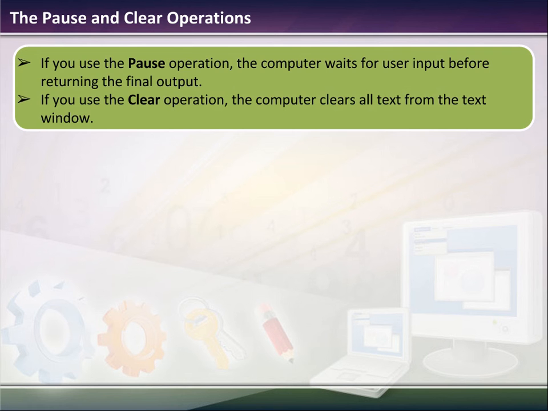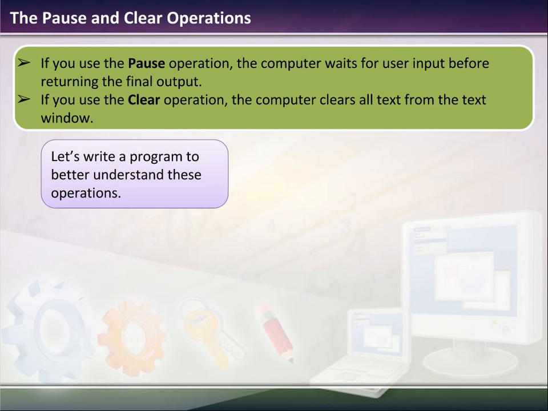How to pause and clear an operation. The pause operation, when we use that operation, the computer waits for the user to input before returning to the final output. If you use the clear operation, the computer clears all text from the text window. So let's write a program and see how this works.